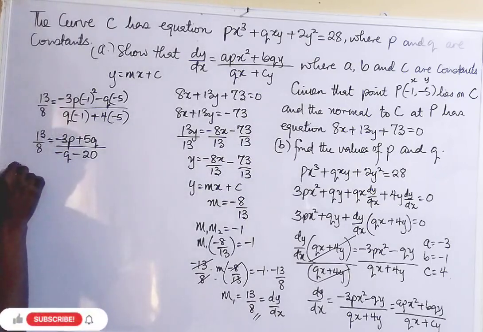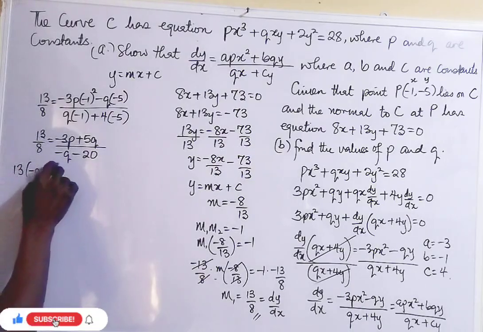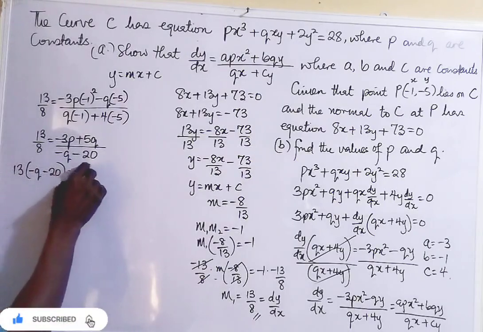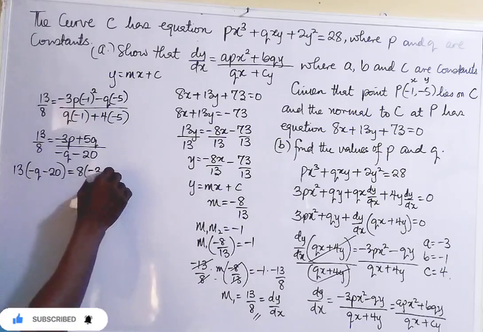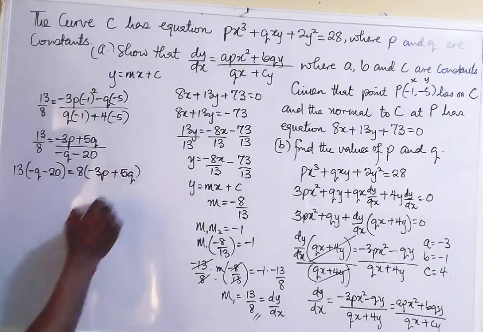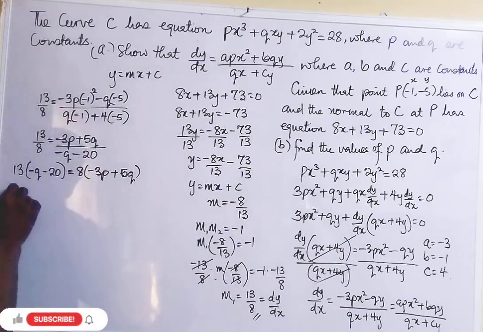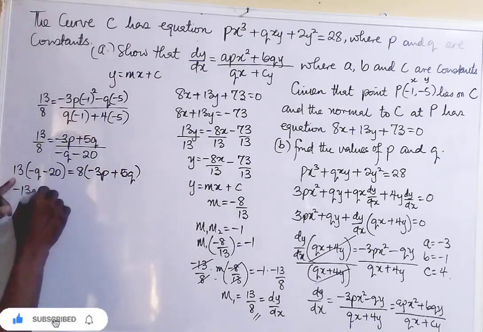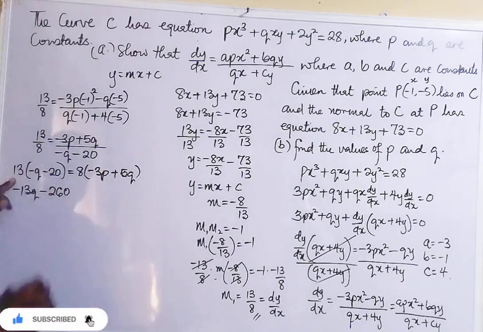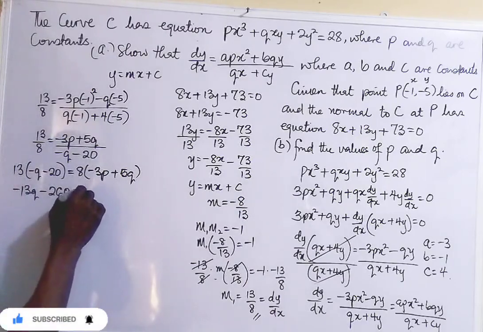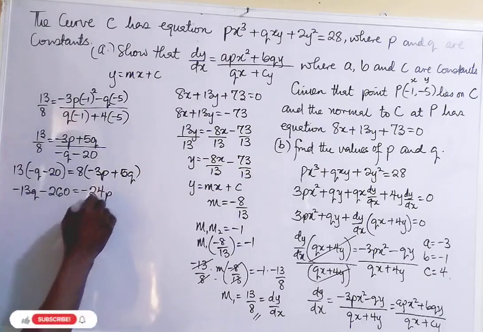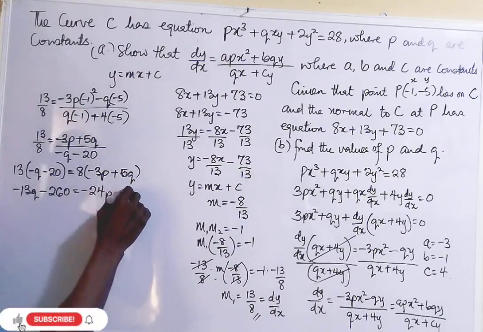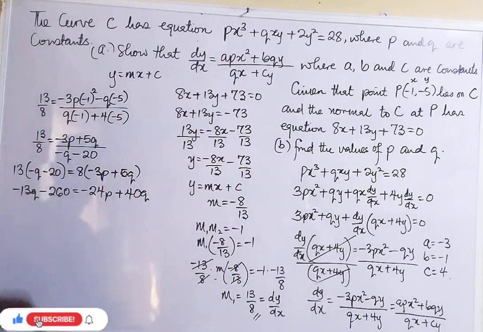So we get to have 13 into -q -20, then equals 8 into -3p plus 5q. Now opening the bracket here, we have -13q minus this times this should give us 260, then equals -24p plus 40q.